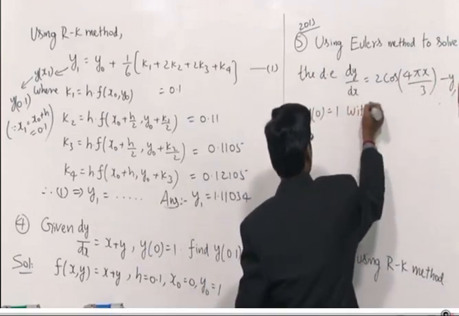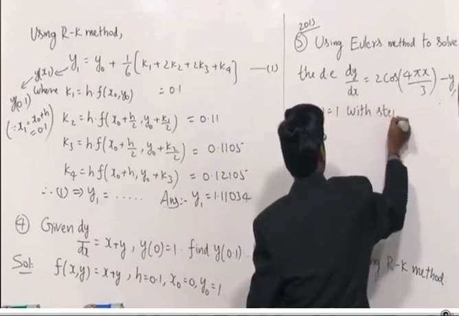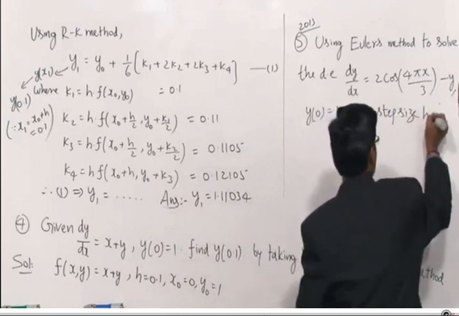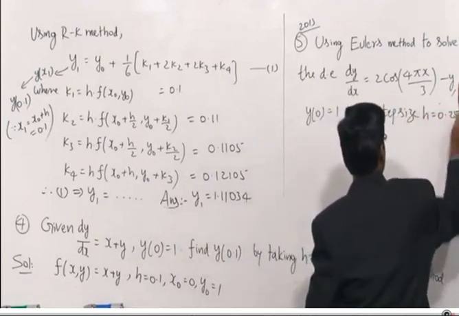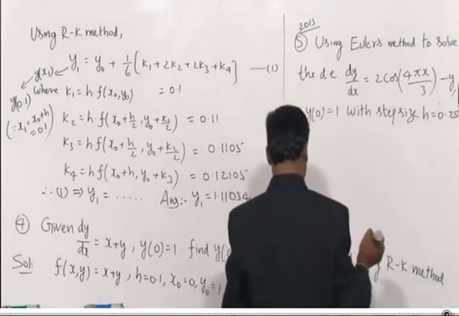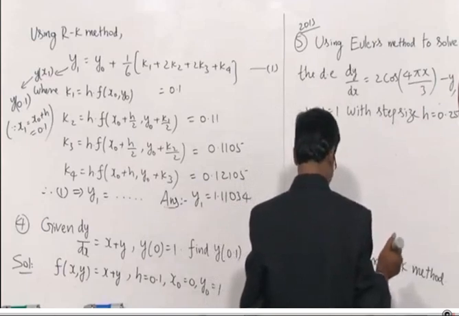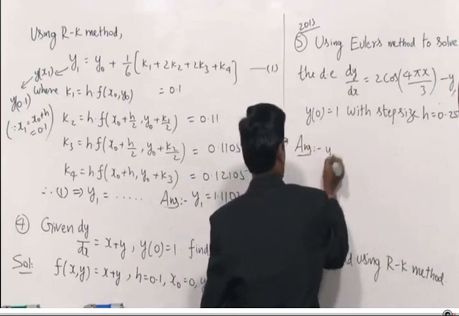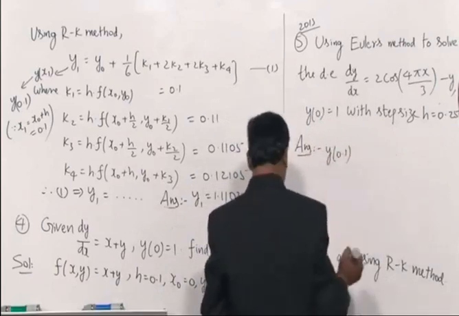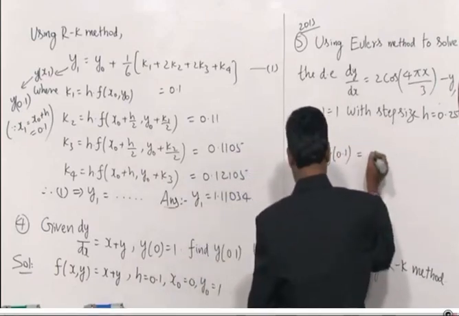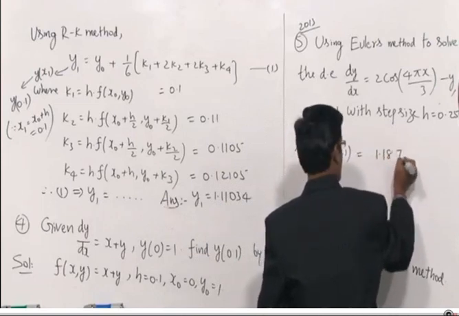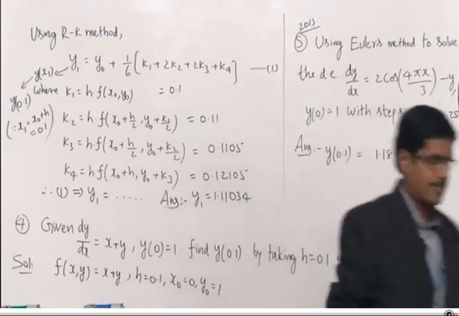with step size h is equal to 0.25. Answer I am giving. Later you check. We have done already Euler's method one problem. 1.1875. This is the answer.